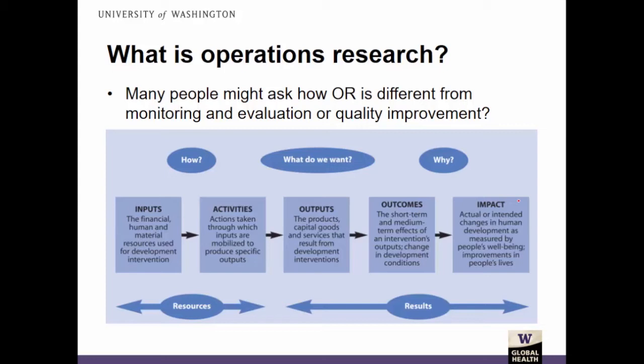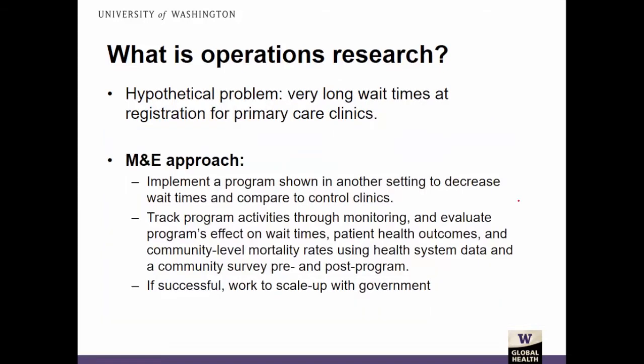I know this is confusing, so let's look at an example. So let's say we have a hypothetical problem. We have very long wait times at registration for primary care clinics. In a traditional monitoring and evaluation approach, we might implement a program shown to be successful at decreasing wait times and potentially adapt it a little bit to our setting or our context. We might develop an evaluation framework to either randomize some clinics to receive the intervention and not, or just implement the program across all clinics and conduct some sort of quasi-experimental design, as you talked about in impact evaluation, to examine the effect of this program.